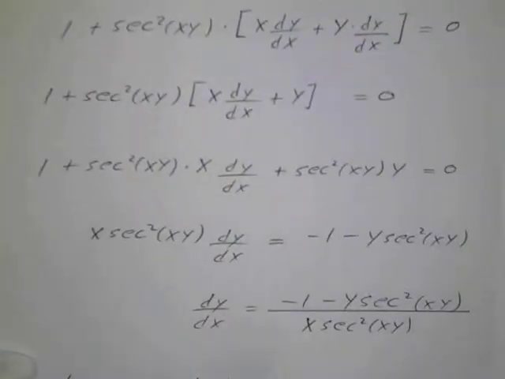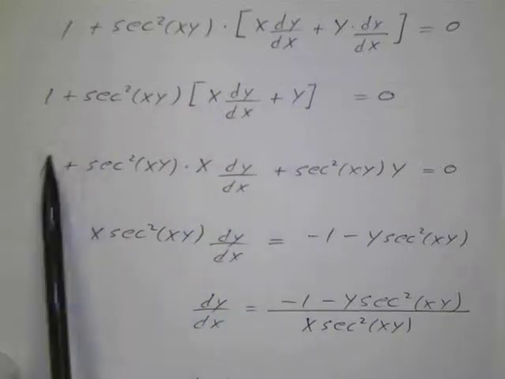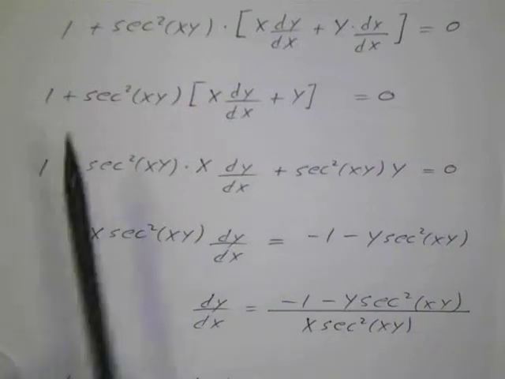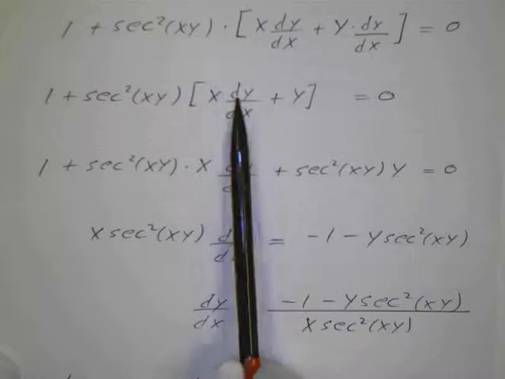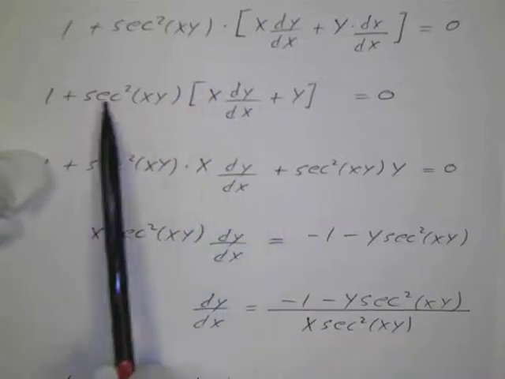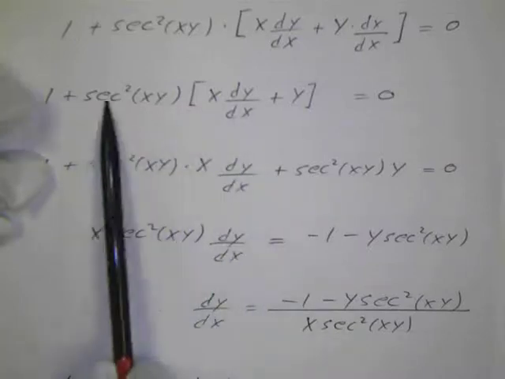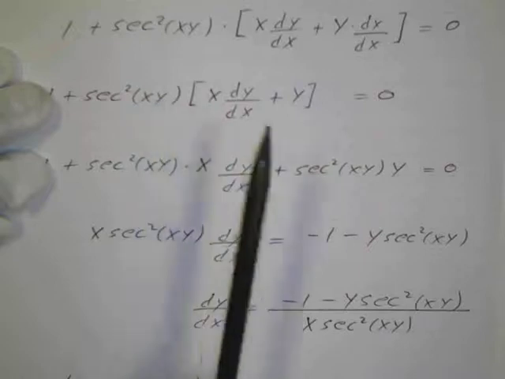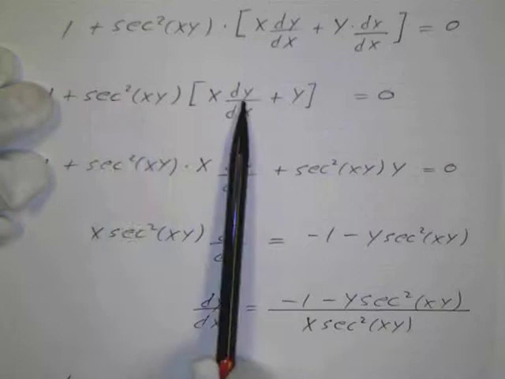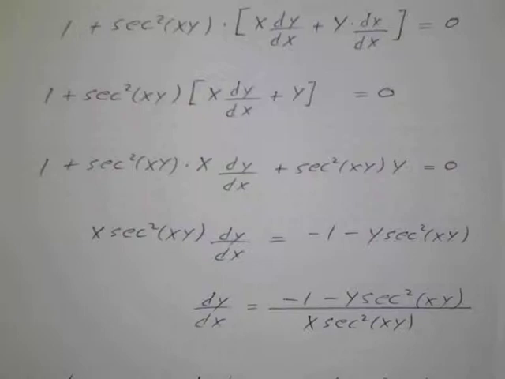All right, and then again, we're trying to isolate the dy/dx, so we have to get at it. It's in this bracket. I've got a 1 here. Now, this is not a binomial. This is 1 times this whole thing. This is not a parenthesis, so don't do that. This is 1, and then I've got to multiply this times each of these terms. So the secant squared of xy times x dy/dx is this term here. And when I multiply secant squared xy times y, I get secant squared xy times y. That was just using the distributive property. So I had 2 multiplications, and then I've got the 1 out in front. So keep that in mind.